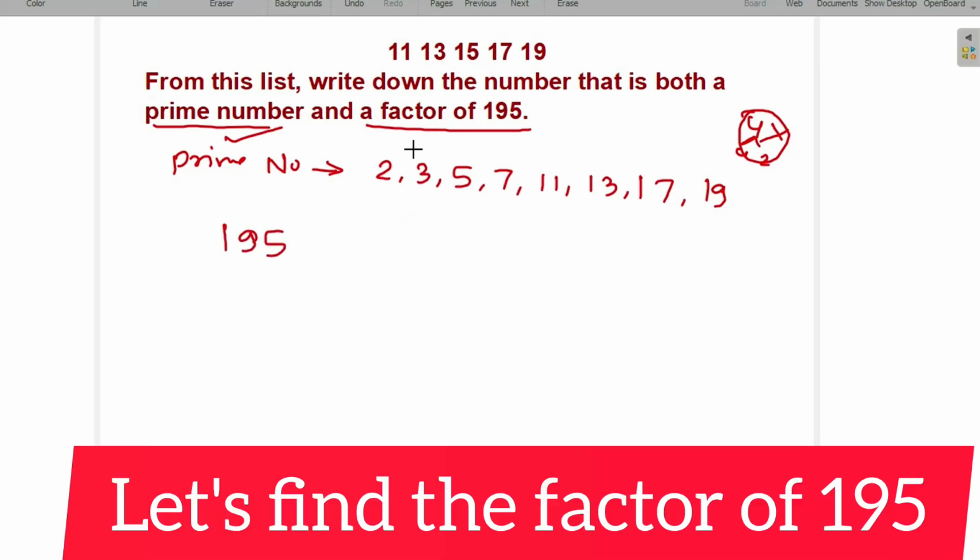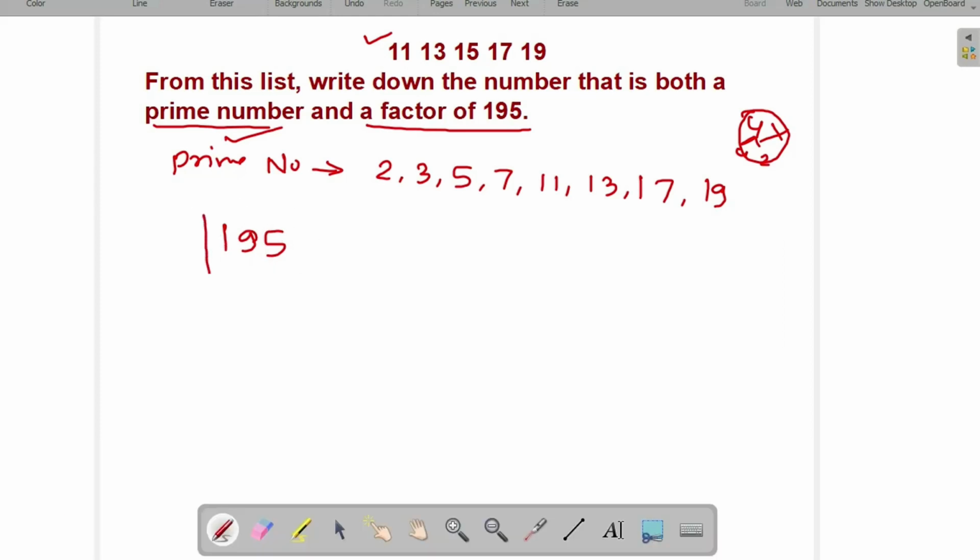195. Okay, so what are the numbers? First of all we need to factorize this. Since it is ending with 5, I will try to divide by 5. 5 into 3 is 15. 5 into 9 is 45. Now it is going to be divisible by 3 because 3 plus 9 is 12. So 3, 13. So these are the factors of 195.